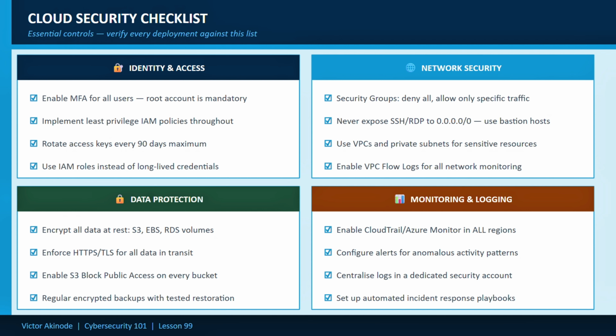For compliance and governance, always conduct regular security audits and penetration testing. Use automated compliance checks with AWS Config or Azure Policy, document and review security policies quarterly, and provide security awareness training to all employees. That's all for this lesson, but before we go, here is a challenge question.